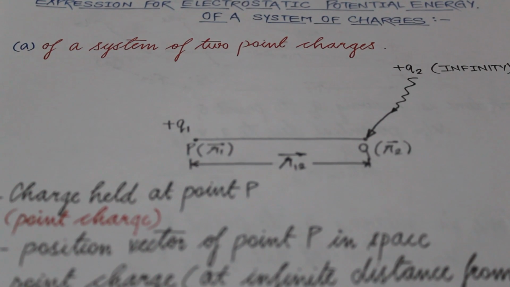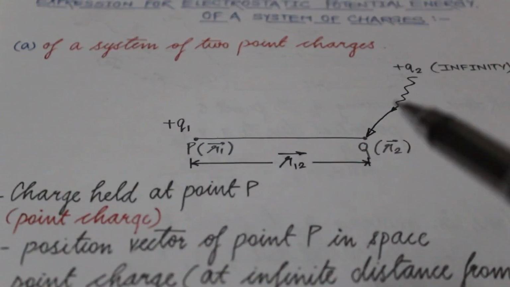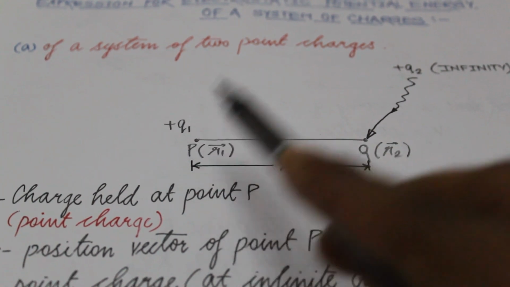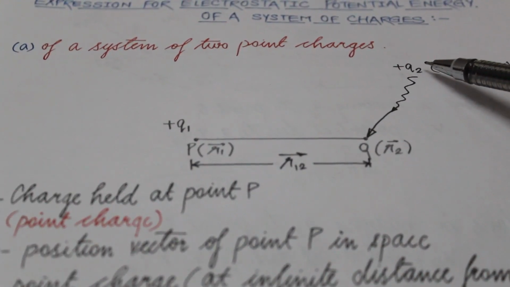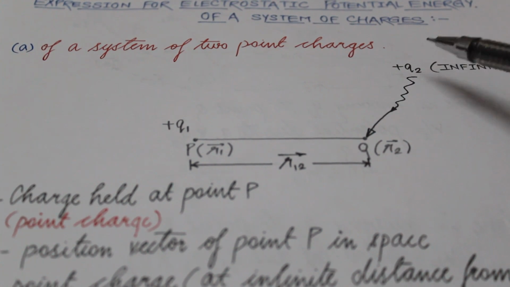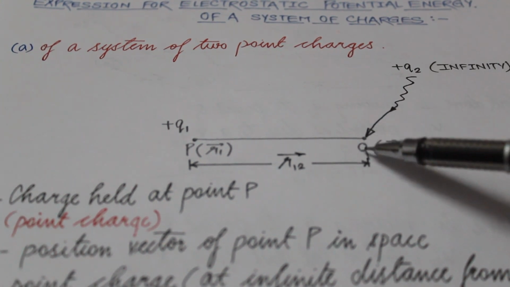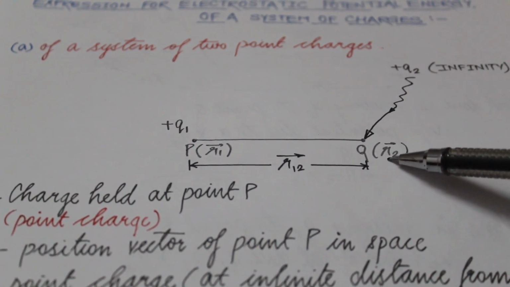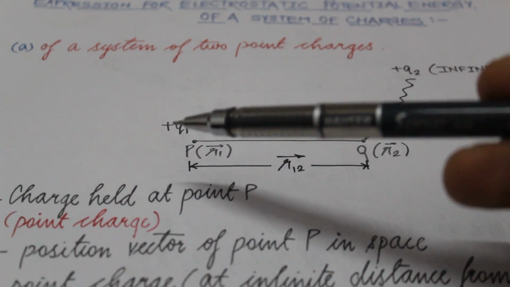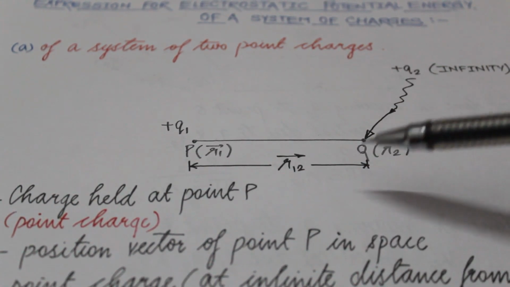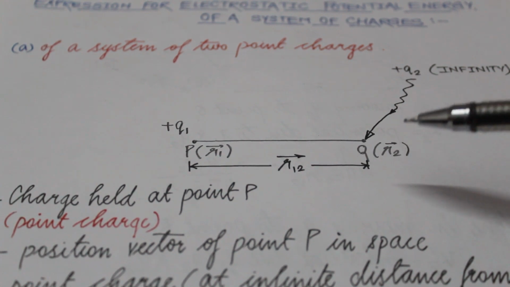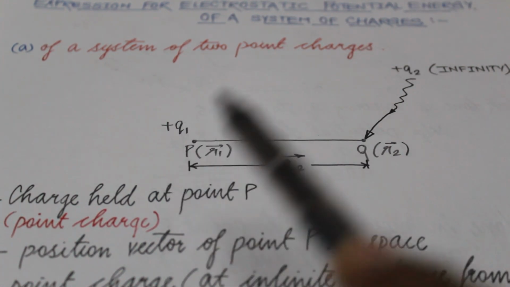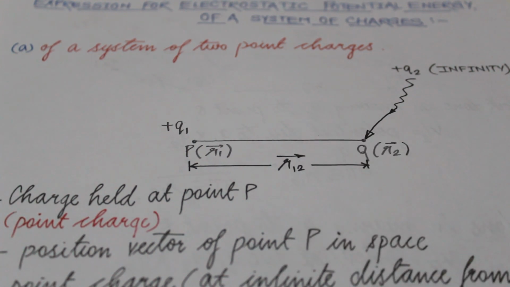charges. It means that we'll consider a system in which there are 2-point charges. As you can clearly see in the diagram, we have taken 2-point charges. First is plus q1 which is at point P, whereas second is plus q2 which is initially at infinity, and we have to bring this charge plus q2 from infinity to a point Q whose position is given by R2 vector. Here the position of plus q1 charge is given by R1 vector, whereas we have to move plus q2 charge from infinity to a point Q whose position vector is given by R2. The distance between points P and Q is given by R12 vector.